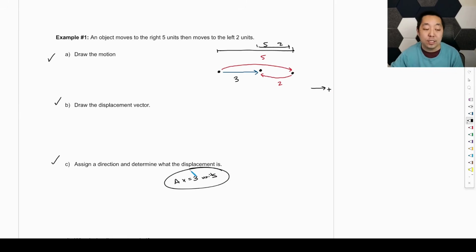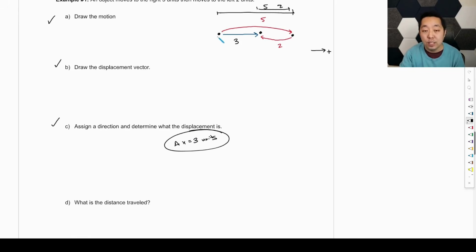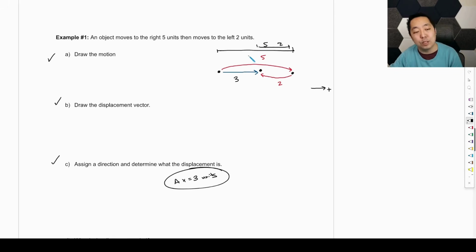Now, part D is what is the distance traveled? Okay, distance traveled is you went 5 right and 2 left. That's 7 units. That's why the picture is so important. Don't just take the numbers and add them up, or don't just subtract them. That's a very common shortcut. Go through these steps. Draw the motion, draw the displacement vector, assign the direction, and determine the displacement. I assure you it will help you in future problems if you get this down really well.